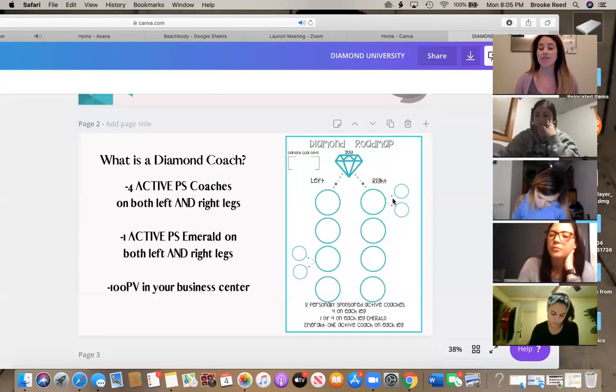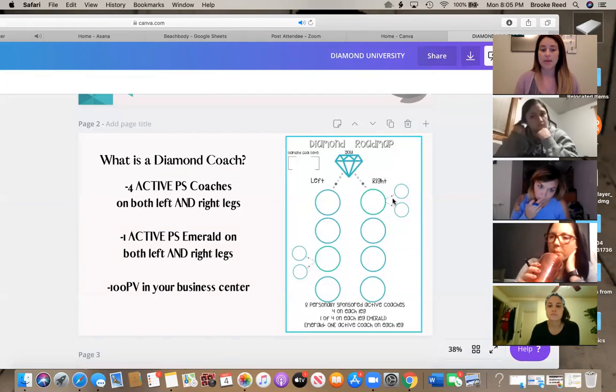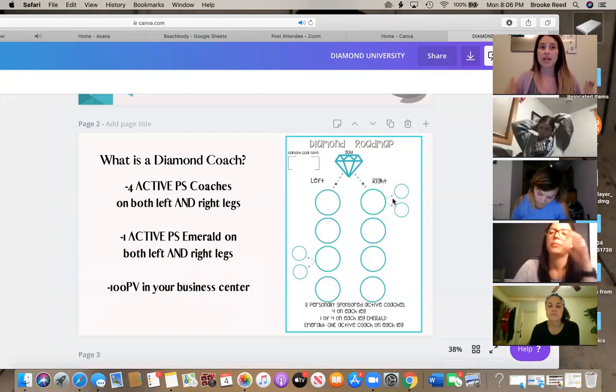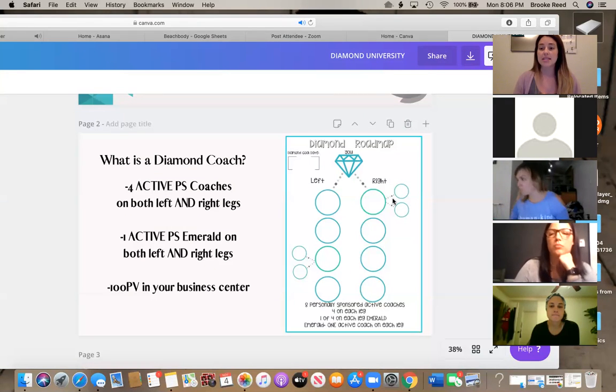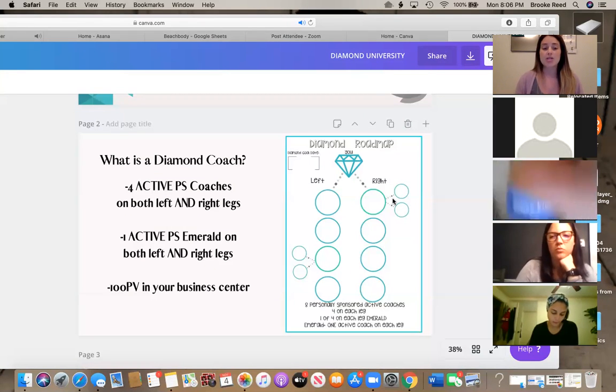In addition, they have to be what we call active, meaning that they are getting enough PV, or personal volume, or team volume, depending. They need to be ordering or accumulating enough volume to keep themselves active for that month. As a coach, I think it's 50. As an Emerald, it's 90. And as a Diamond Plus, it's 100 personal volume points to be active.